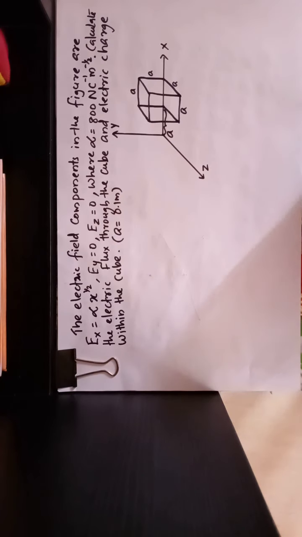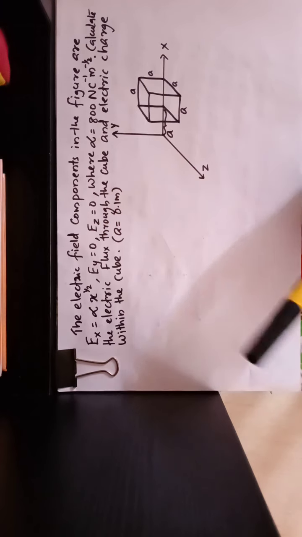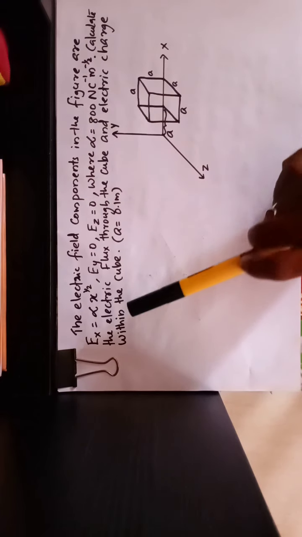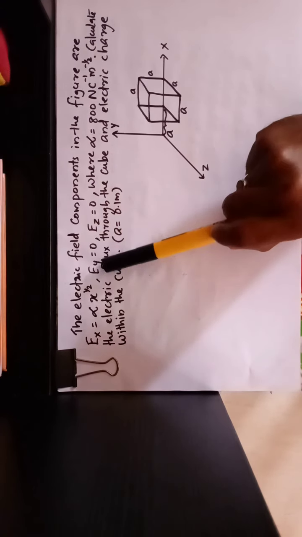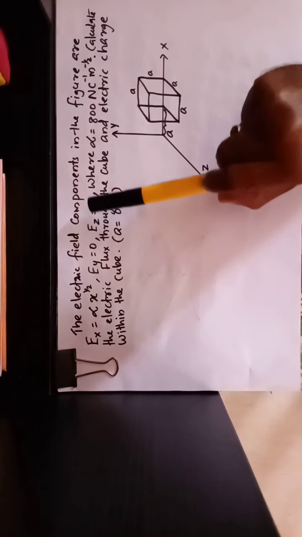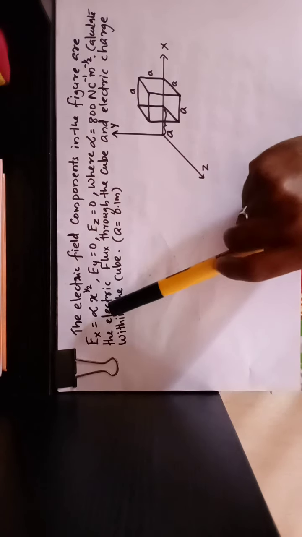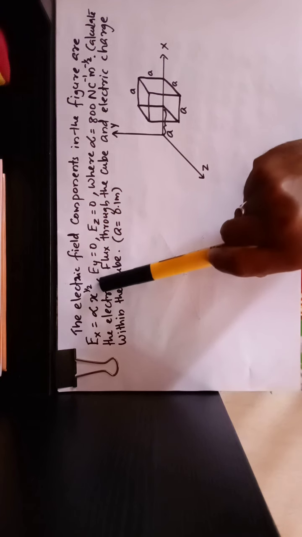We are going to see a problem from electrostatics. You can see the question. The electric field components in the given figure are Ex equal to alpha x raised to 1 by 2, Ey equal to 0 and Ez equal to 0. So it means that the electric field is along the x direction.